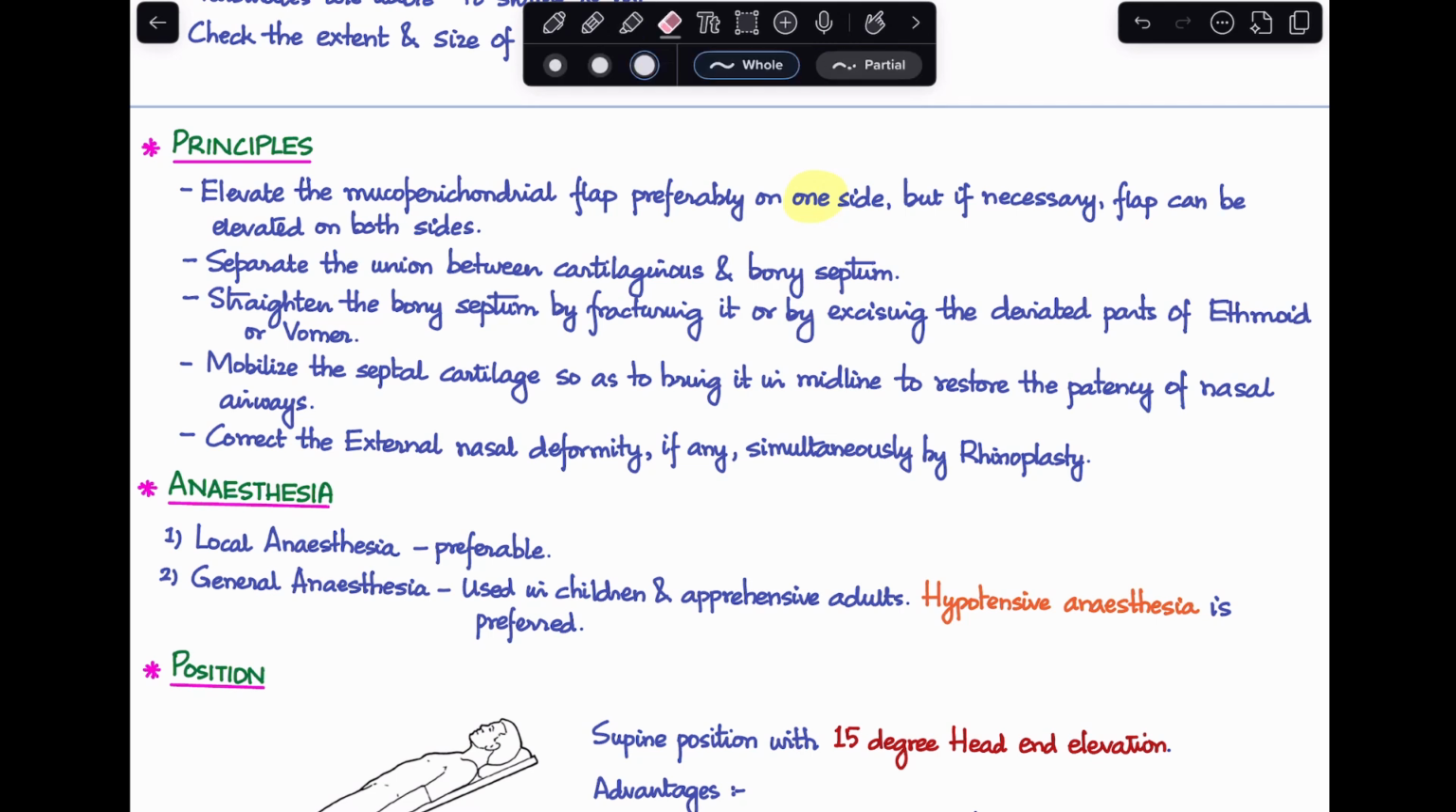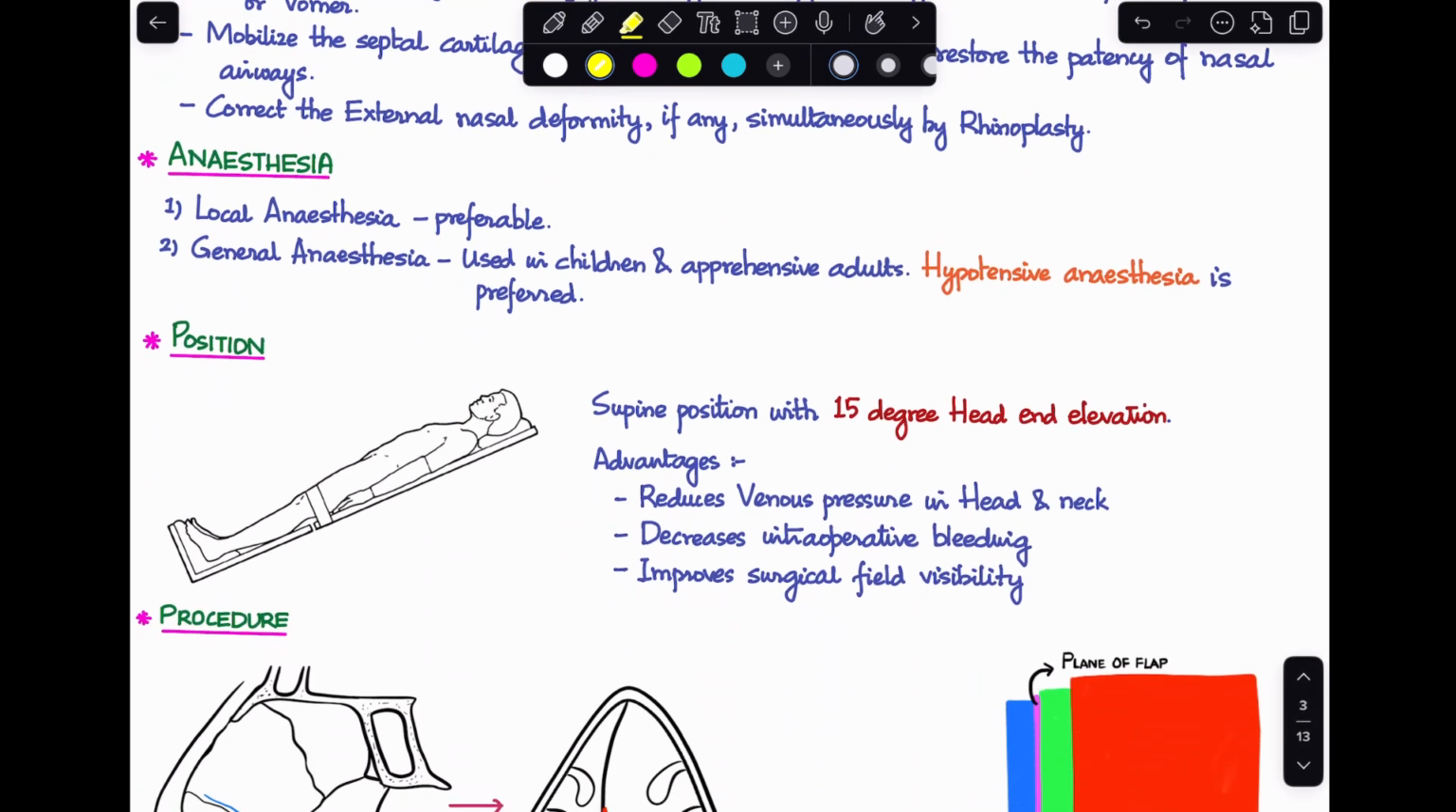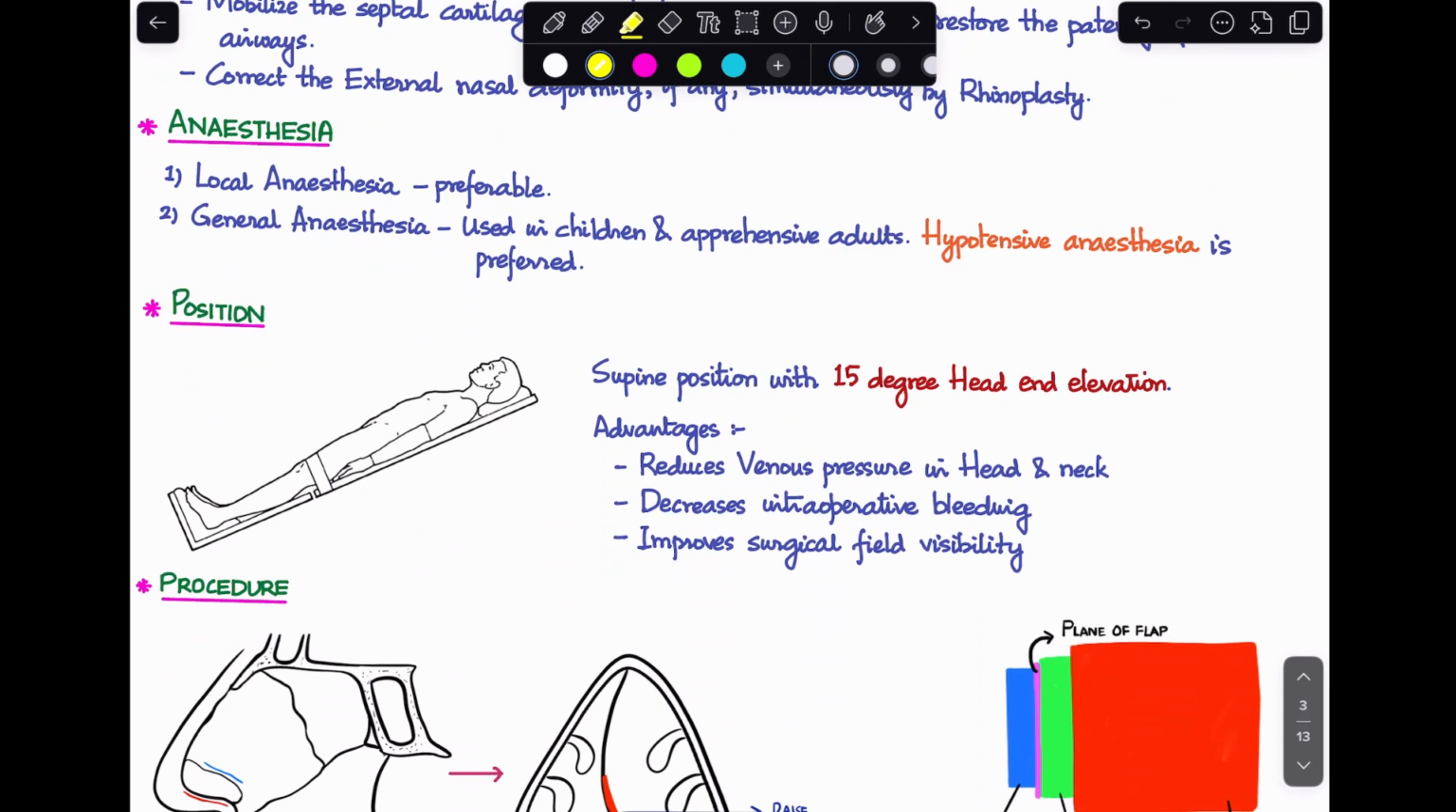And if you see any other external nasal deformity, which also could be contributing to the issue, in that case, simultaneously a rhinoplasty should also be performed. These are some basic principles that you should keep in mind before you do septoplasty. Now let's talk about what anesthesia is usually preferred. So, in cases of septoplasty, usually we prefer using local anesthesia.